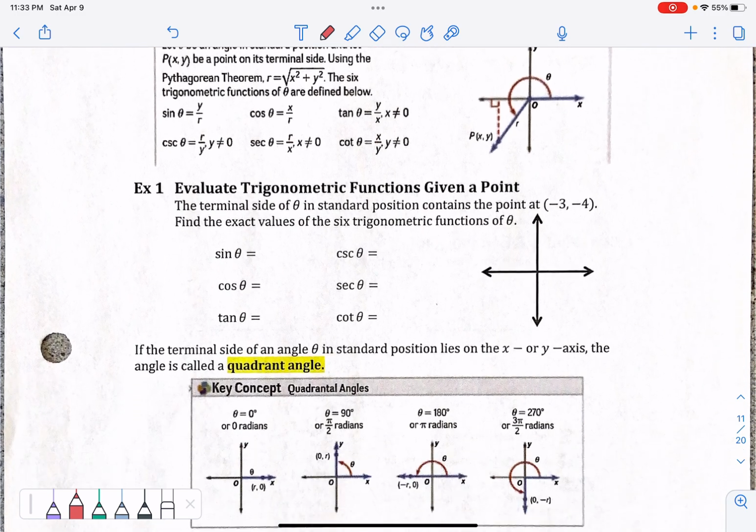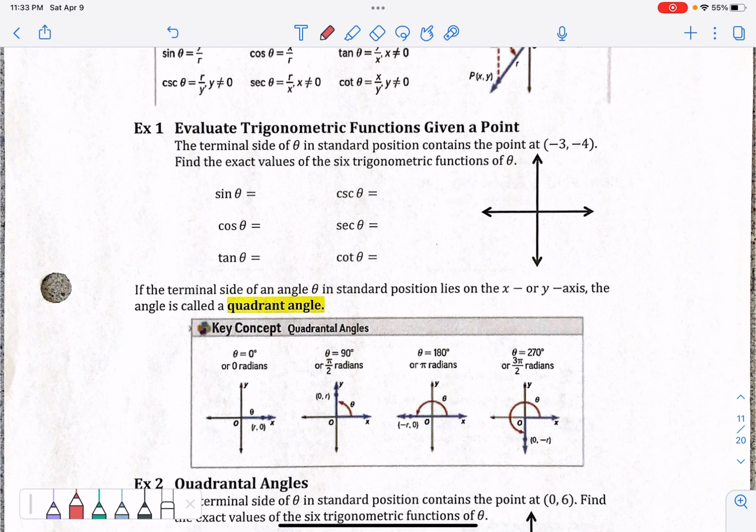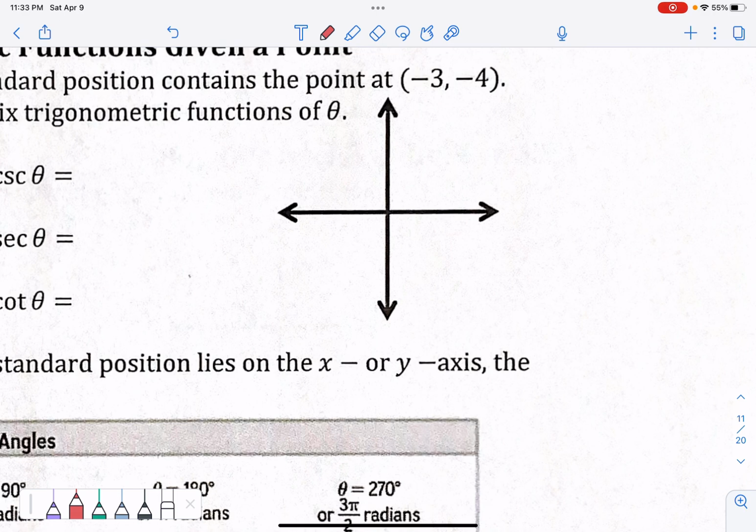So in example 1, I'm going to jump right down to this one, and it says the terminal side, and terminal means stopping. So the stopping side of an angle in standard position contains the point -3, -4. So we're going to plot -3, -4, and it is this spot right here. And what I'm going to do is connect it back to 0, 0. That's always what we do. Then we want to make a triangle out of it, so I'm also going to connect this dot back this direction.